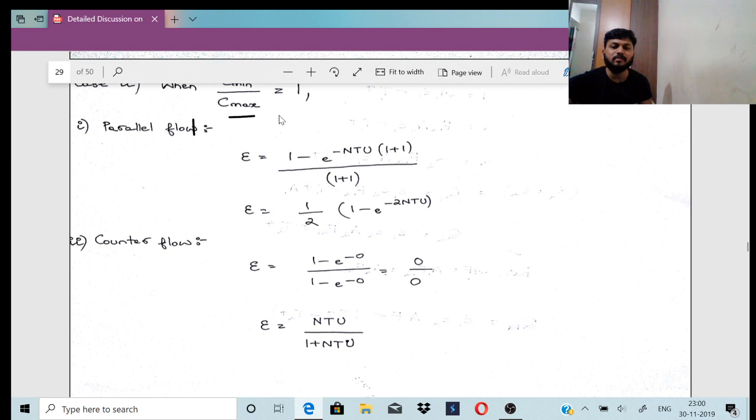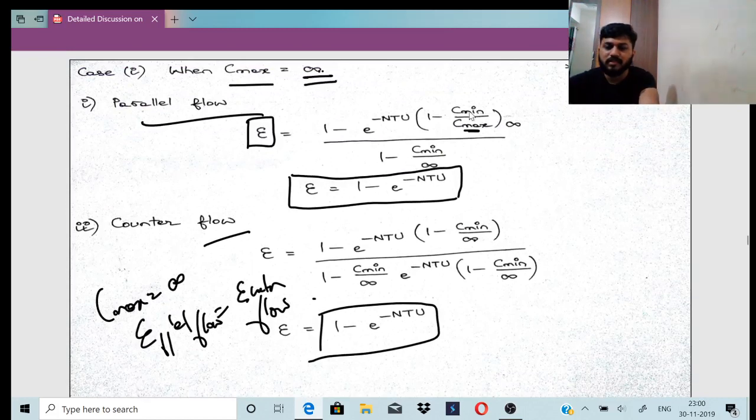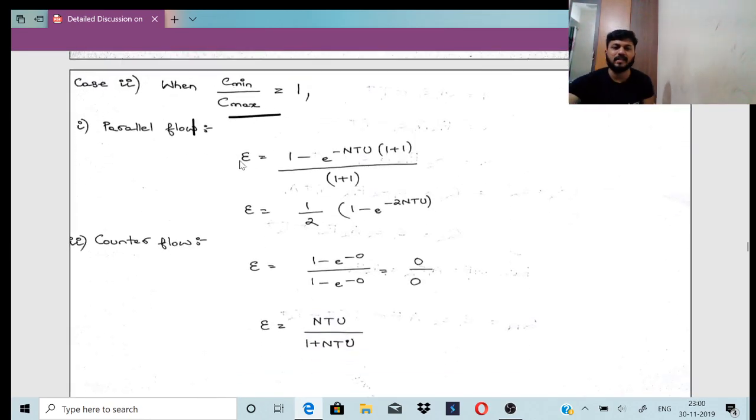Now when C minimum by C maximum is equal to 1, when C minimum divided by C maximum is equal to 1, then wherever C minimum by C maximum is there, okay? So we'll go back to the previous one. C minimum divided by C maximum is there, okay? C minimum divided by C maximum here and C minimum divided by C maximum here is there. So substitute this C minimum by C maximum as 1, right? Substitute this C minimum by C maximum as 1.